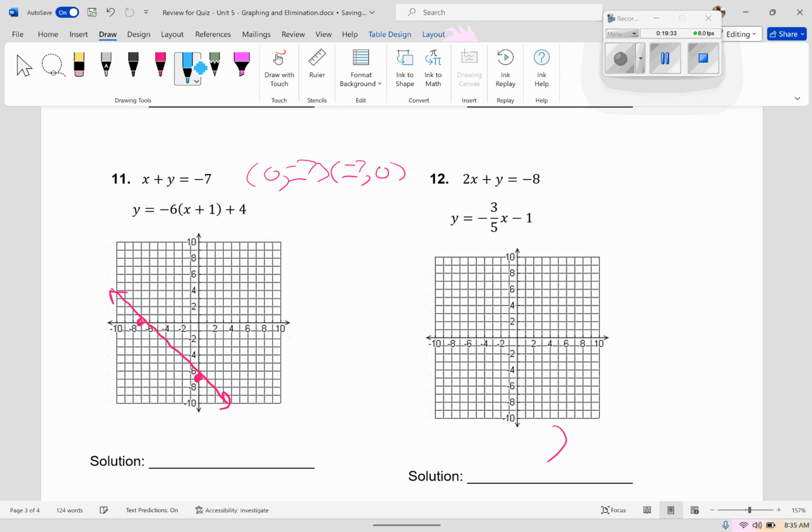And this one has a point because there's parentheses of negative 1, 4. Negative 1, 4. It's right up there. My slope is going to be negative 6 over 1. So I'm going to go down 6, 4, 5, 6, right 1. Down 6, 2, 3, 4, 5, 6, right 1. Ooh, look at that. That looks to be a solution of maybe 1, negative 8, if we had drawn that in.